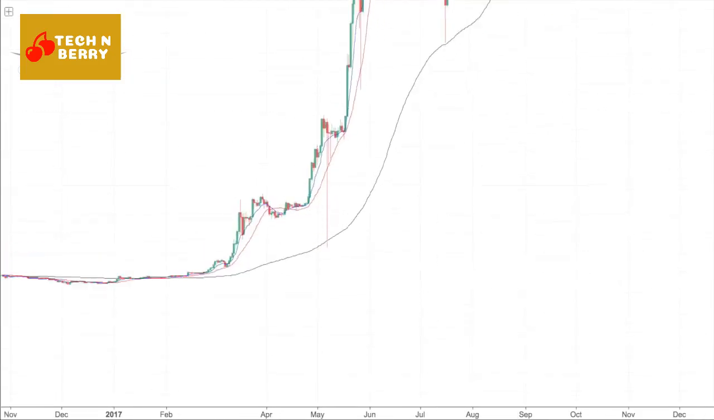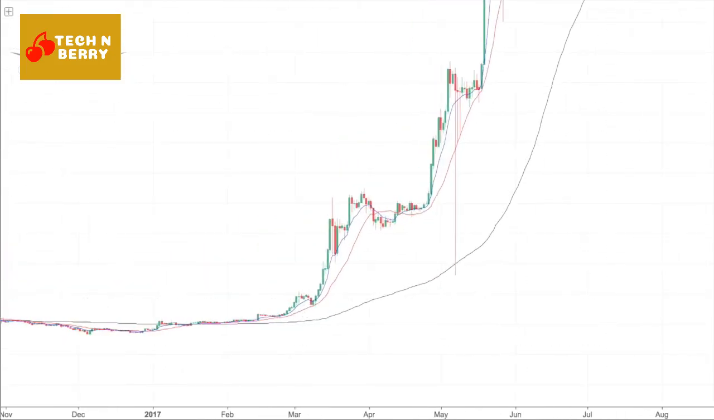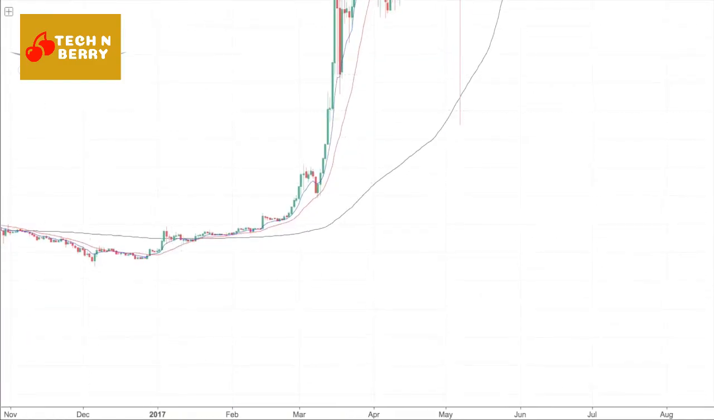So as we go here, we start off from the very beginning of time, where Ether finally started exploding in value, breaking all-time highs and exceeding $400.